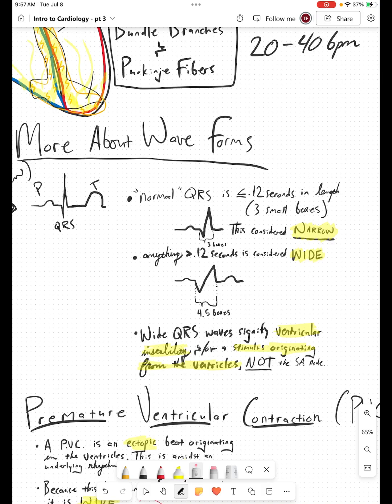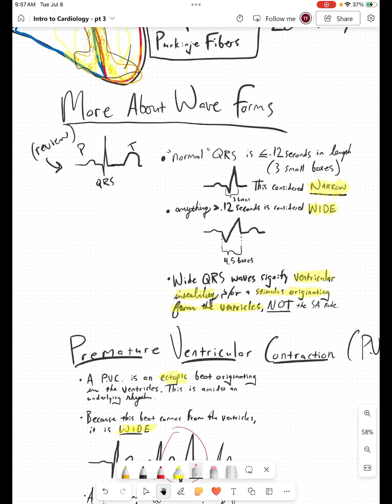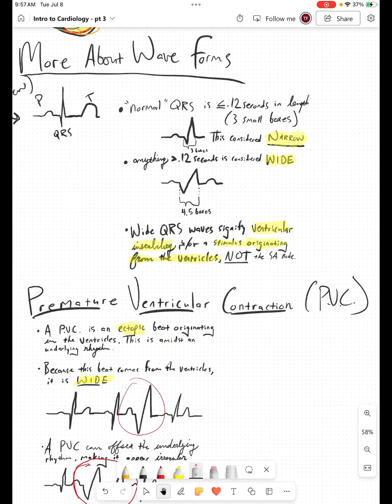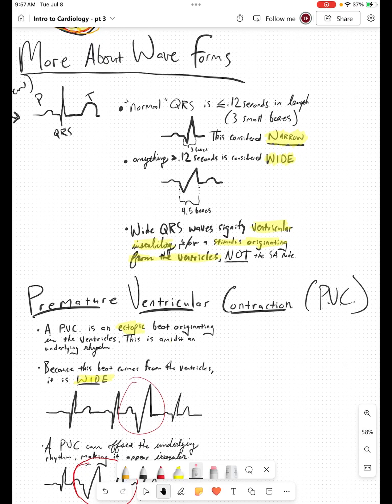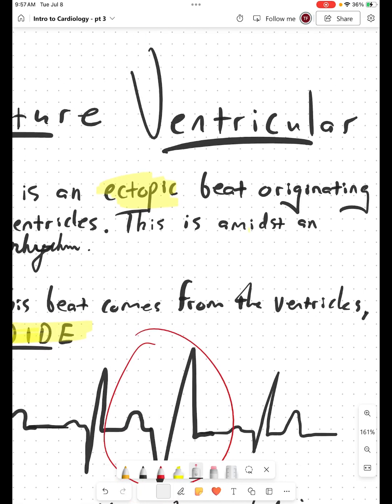Wide QRS waves signify ventricular instability or a stimulus originating from the ventricles, not the SA node, which we did just talk about. So let's get into our first one, which is actually not a rhythm in itself. It is our PVCs, our premature ventricular contractions. This is what's referred to as an ectopic beat. It is originating in the ventricles, but it is amidst an underlying rhythm. This beat is going to be wide, and that's how we're going to be able to distinguish it.